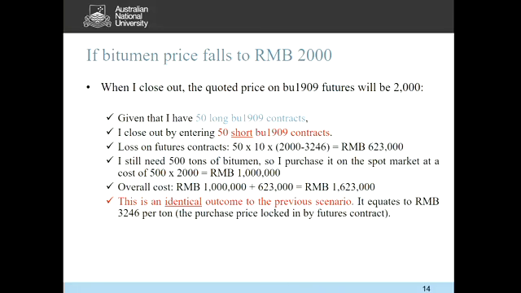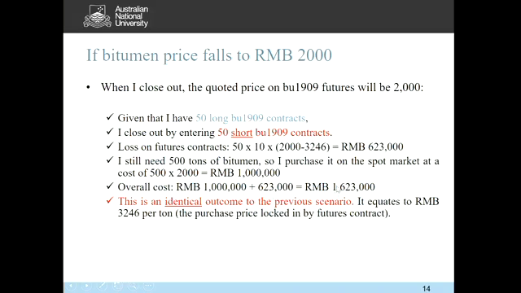I'm really glad. So I go to my normal supplier and say only 2,000 RMB per ton, and I multiply by 500 tons. It only cost me 1 million RMB to buy the 500 tons of bitumen this time. All right? But the net cost is the same. Net cost is still 1 million RMB plus the loss we had on our futures position, 623,000 RMB.